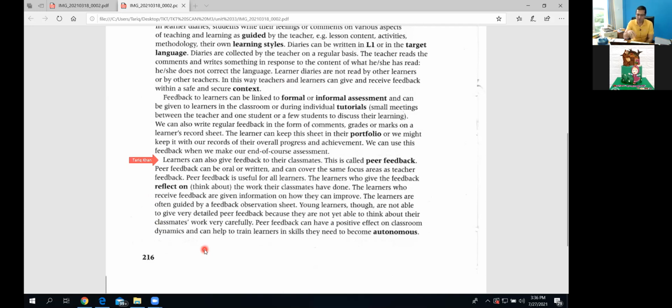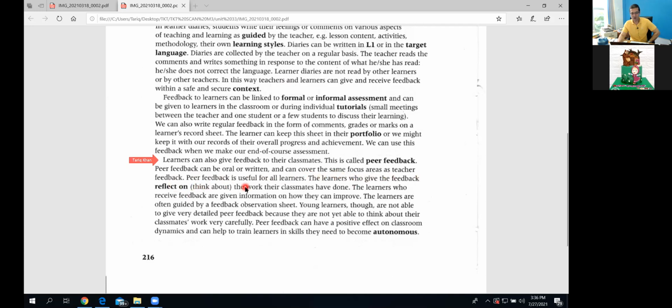The rest is the whole procedure which is mentioned. It may not be necessarily we can adopt in our teaching styles over here in Sri Lanka. But from the examination point of view, we need to know it. Learners can also give feedback to their classmates. This is called peer feedback. Peer feedback can be oral or written and can cover the same focus areas as teachers' feedback.